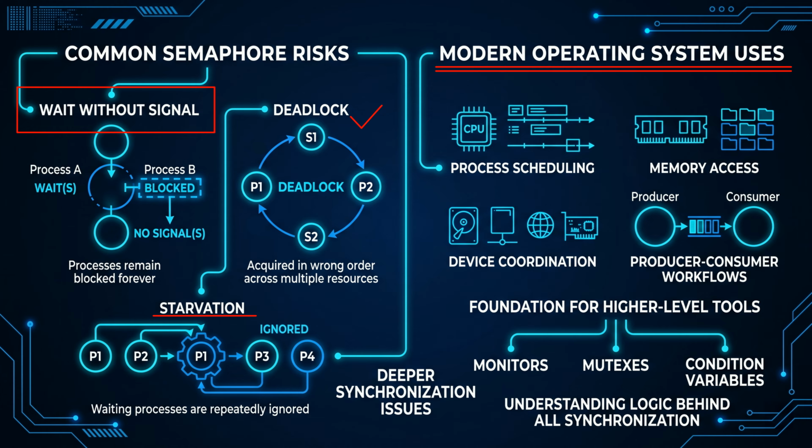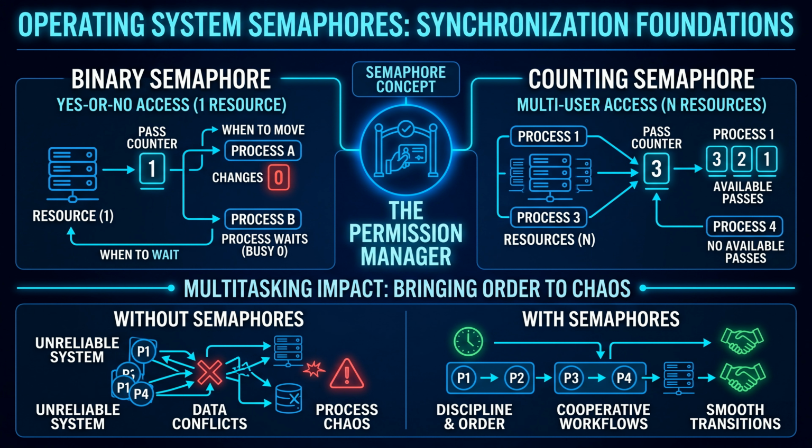Modern operating systems use semaphore-like mechanisms internally in process scheduling, memory access, device coordination, and producer-consumer-style workflows. They are one of the classic foundations of concurrent programming. Even though higher-level tools like monitors, mutexes, and condition variables exist today, understanding semaphores helps you understand the logic behind all of them. So in the simplest possible terms, a semaphore is a permission manager.